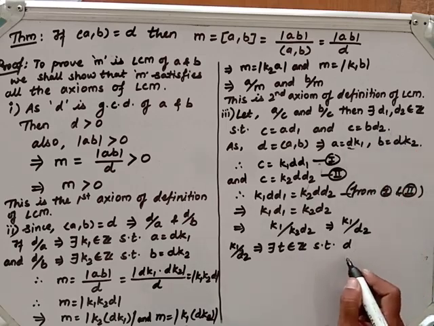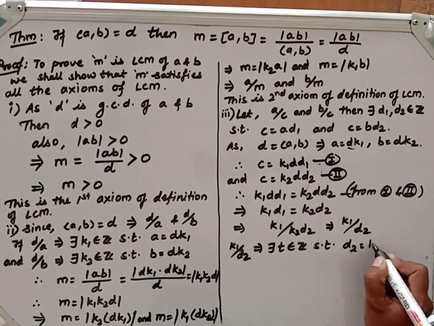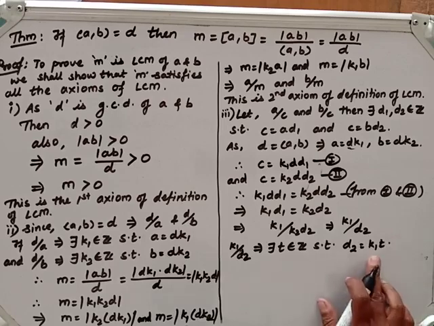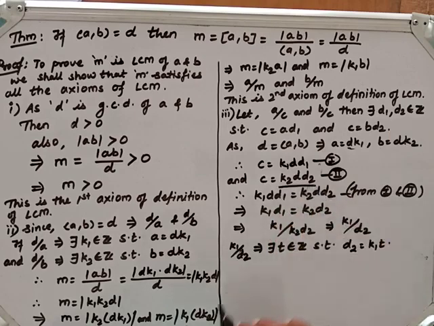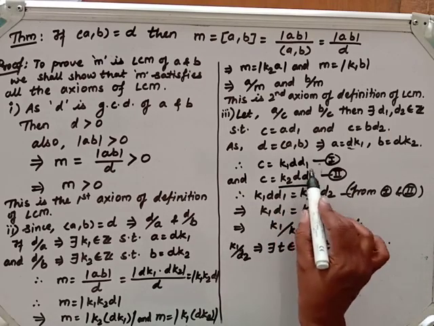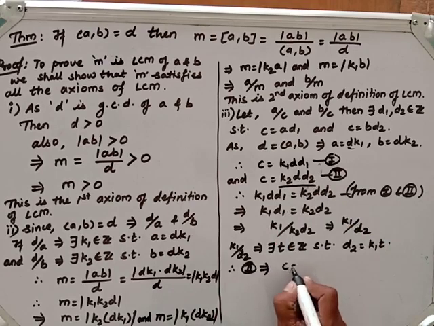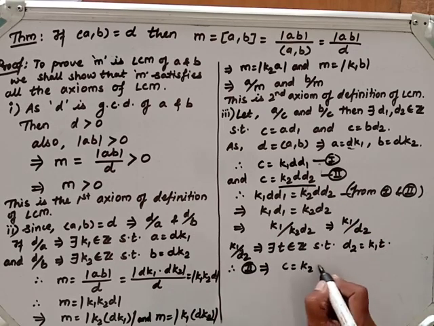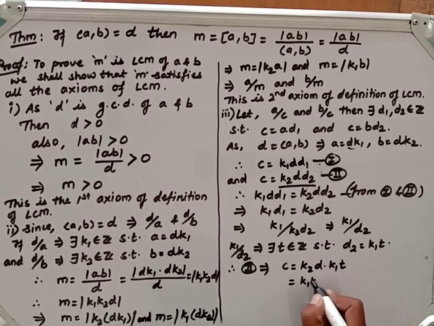So K1 divides D2. So we get D2 is equal to K1 into T. I want to put this value of K1 into T here. C is equal to, let me put this value of D2 here. Therefore equation 2 becomes, what does equation 2 say? C is equal to K2 D into K1 T. So this is same as K1 K2 into dt.